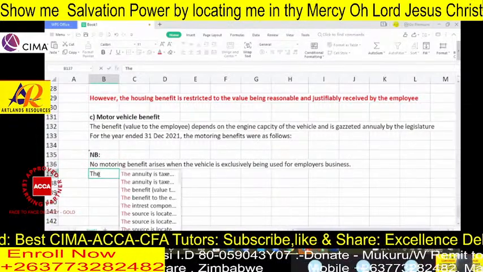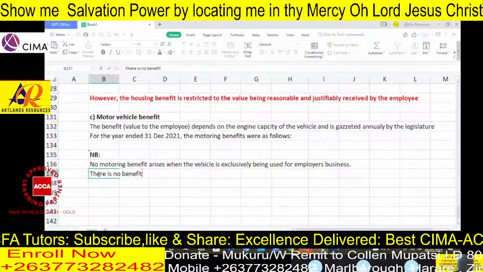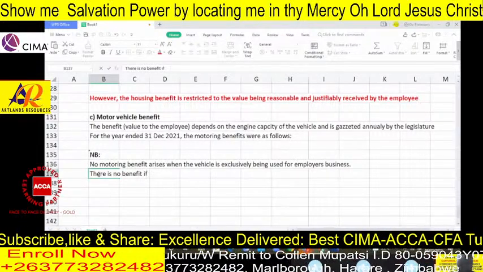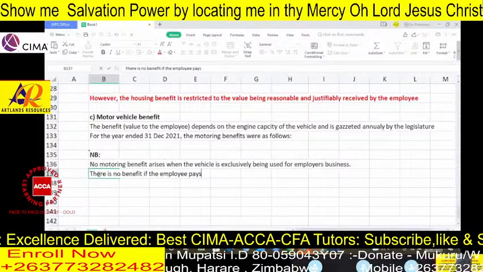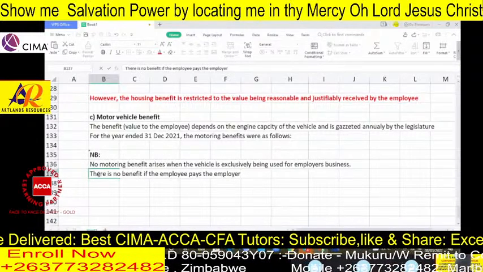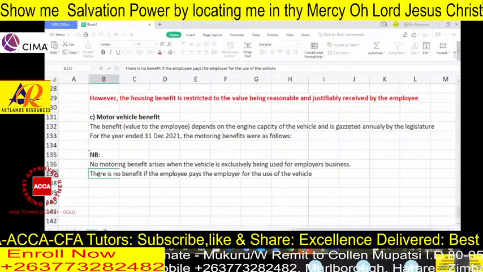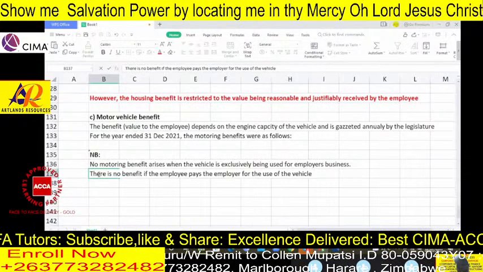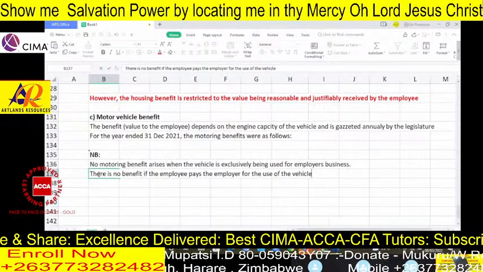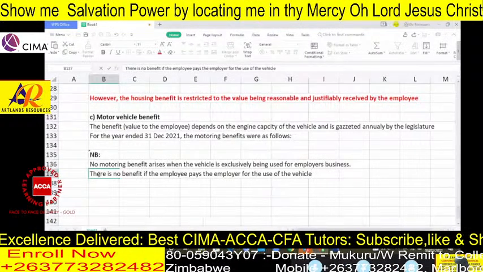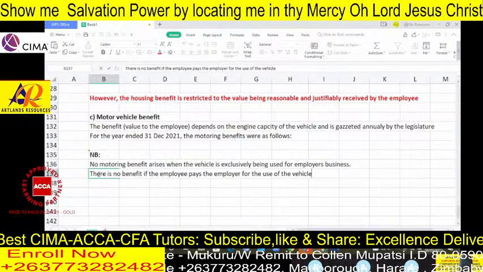Two, there is no benefit if the employee pays the employer for the use of the vehicle. Please take note of that. If the employee pays the employer for the use of the vehicle, there's no motoring benefit. Like you use your company car, but if it breaks down, you repair it yourself. You pay for repairs and fuel. You do it yourself, so there's no benefit to you.